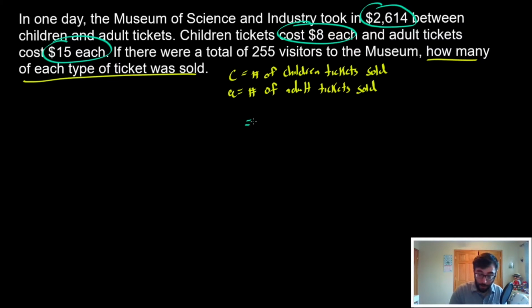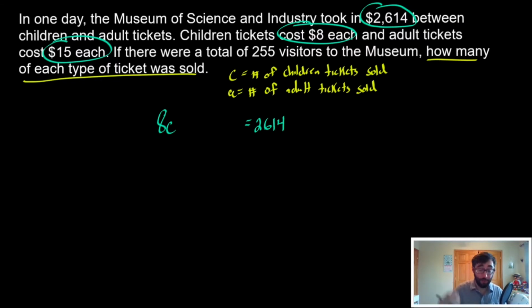I already know that they took in $2,614. So I know one side of the equation should be equal to that total amount. But how did we get there? Well, they sold children tickets for $8 each. So if I take the number of children tickets that were sold, which I'm saying is C because we don't know that yet, and I multiply that by 8, that's going to tell me exactly how much money was made off of selling children's tickets.